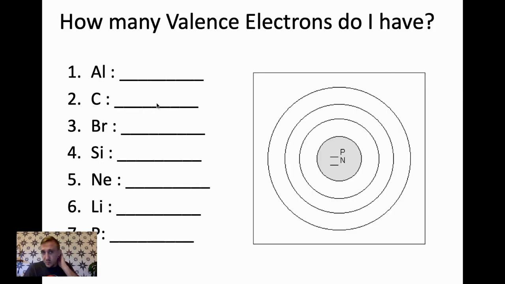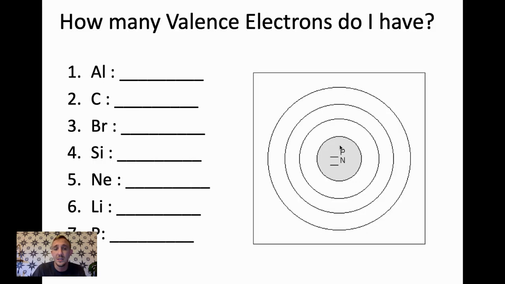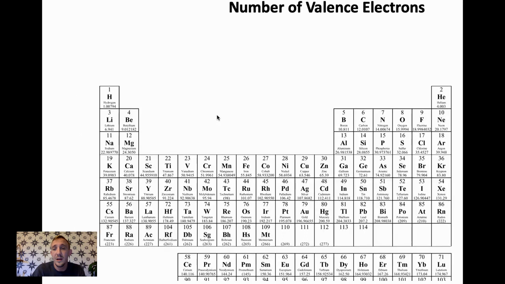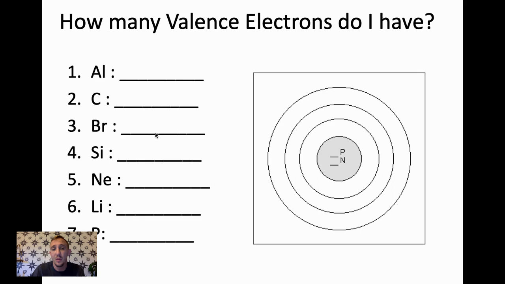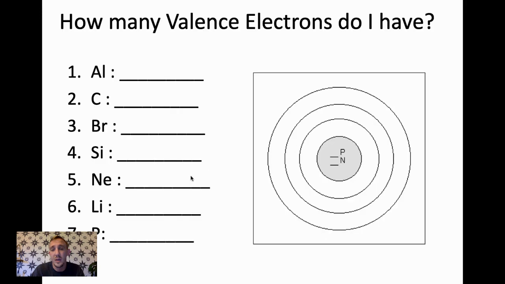Okay. So how many valence electrons does the following have? Well, if we look at aluminum, aluminum is in group 3 right here. So it's going to have 3 valence electrons. Carbon has 4 valence electrons. Bromine has 7. Silicon has 4 because it's in group 4 as well. Neon has 8. Lithium has 1.